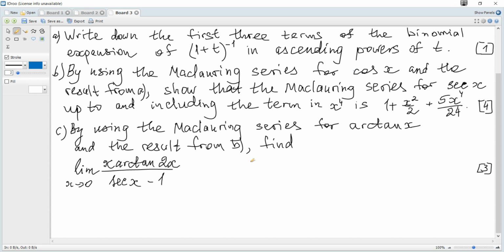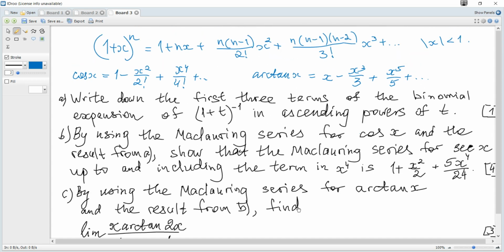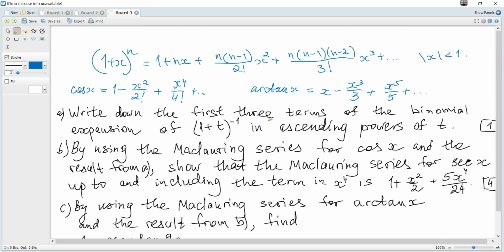Write down the first three terms of the binomial expansion of (1 + t)^(-1) in ascending powers of t. The binomial expansion for rational power formula is: (1 + x)^n = 1 + nx + and so on, provided that the absolute value of x is less than 1. This formula is not given in a data booklet.